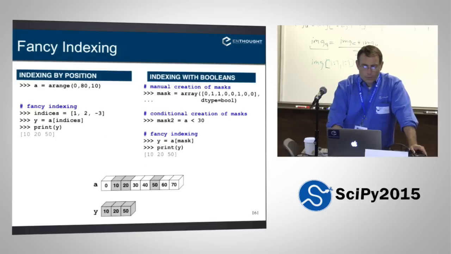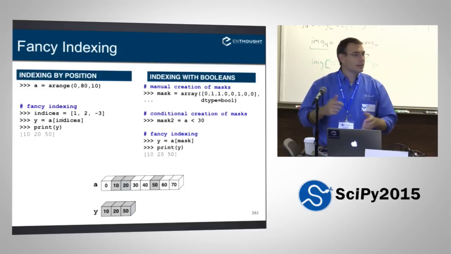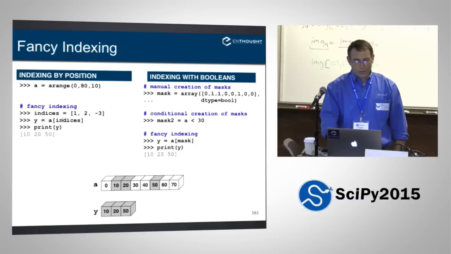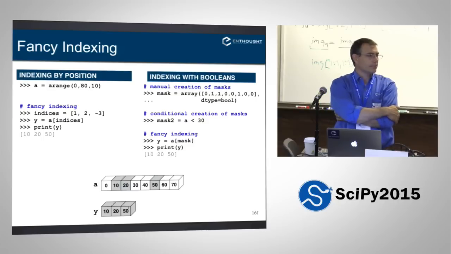And then what if I wanted to pull out index 1, 2, and the index negative 3? Those are highlighted down here. How would I do that? Well, I can make those as a sequence. And then I can use that sequence of integers directly by indexing into A with that sequence. And if I do that, that is going to return to me a Y array that just has those values, 10, 20, and 50 in it. That's really cool. It's a very powerful concept.